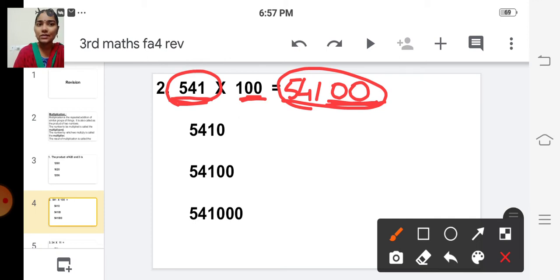So the answer is 54,100. So where is it? Here. So the answer is 54,100. Is it clear?